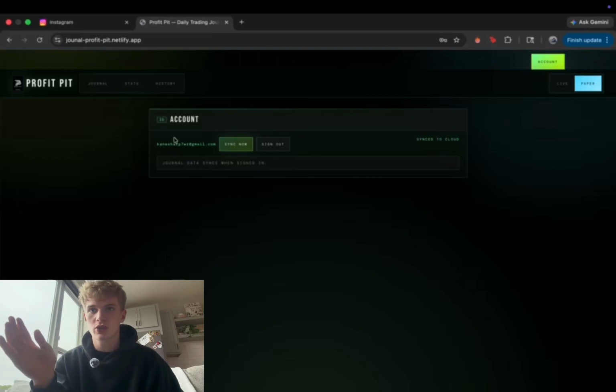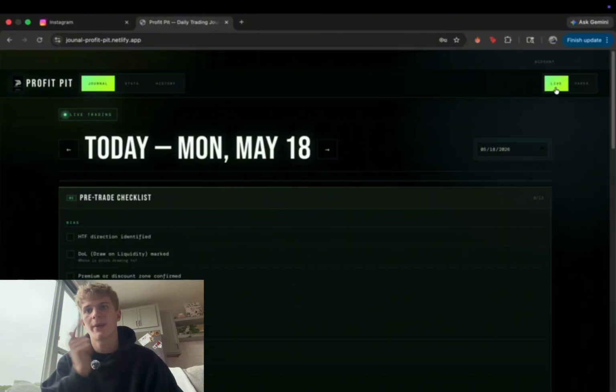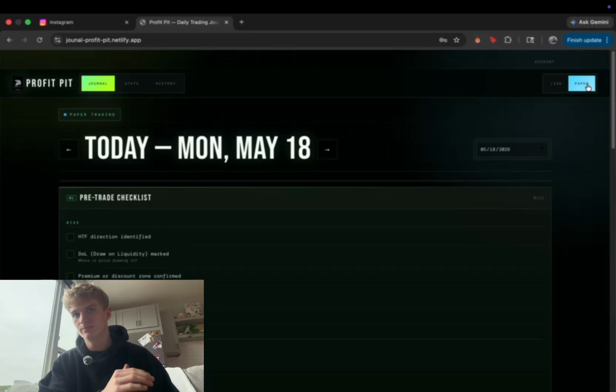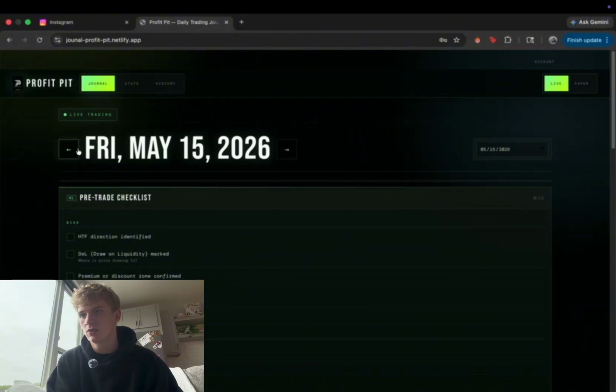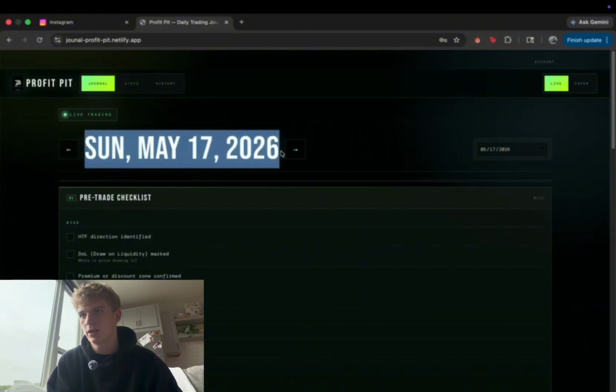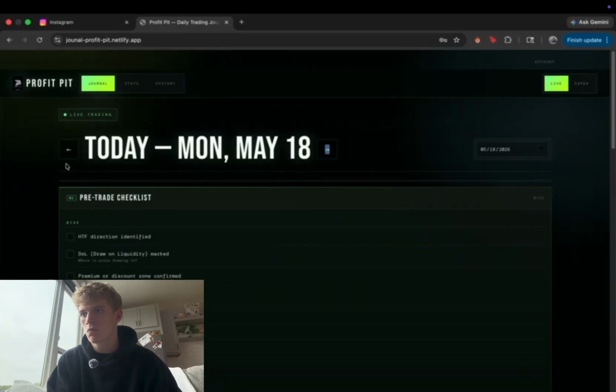And then we can go over to the journal page where we have live and paper at the top. Live is like when you're trading your funded or your live account. Paper is when you're trading paper, obviously, or backtesting. I really like to use it for backtesting. But on the live, we'll just go to Monday.